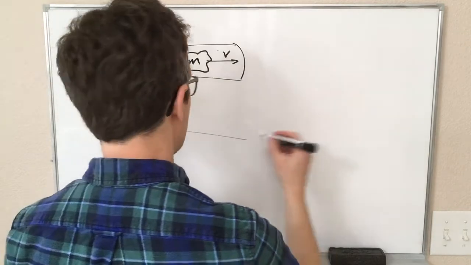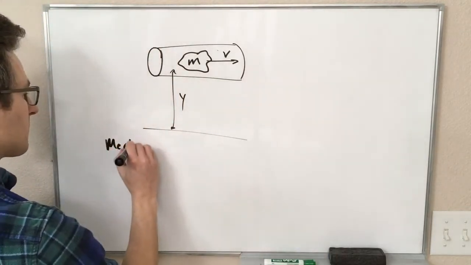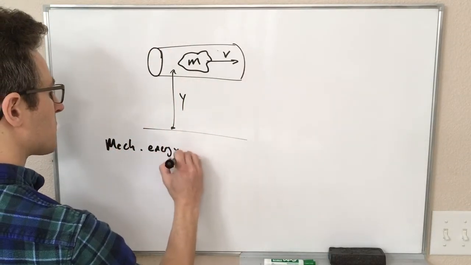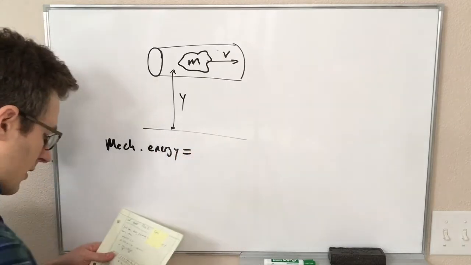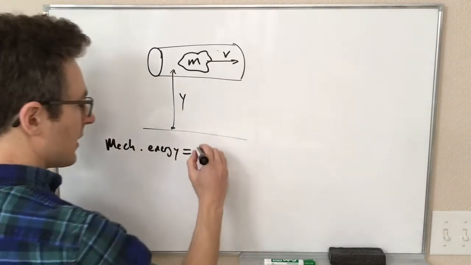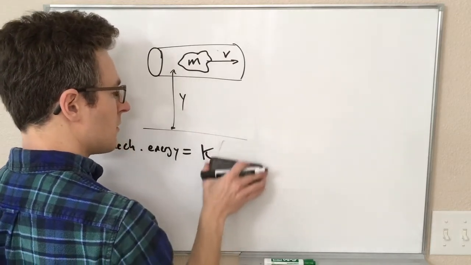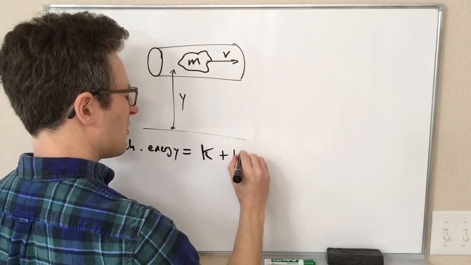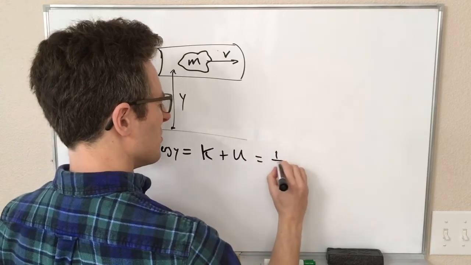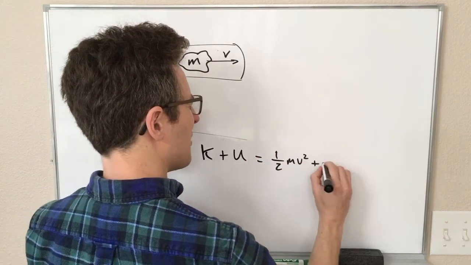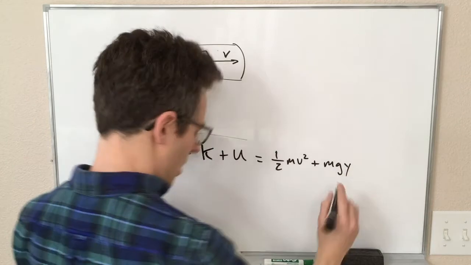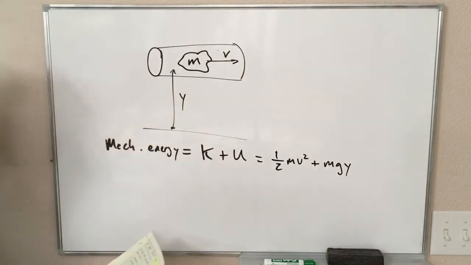So our total mechanical energy is going to be equal to our kinetic energy plus our potential energy, K plus U. So this is equal to 1/2 mv squared plus mgy, like we've learned so many times.